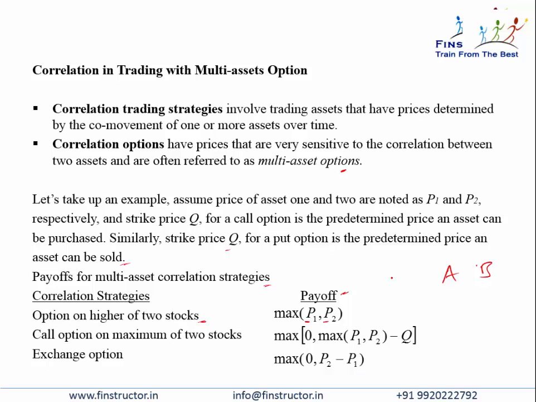Similarly, you can have a call option on the maximum of two stocks. So it will be like a regular call option. However, the payoff, which is S minus K in the case of call option, will be dependent on the higher price of the two assets, that is P1 and P2. So if any of the assets goes up, your option will come in the money.